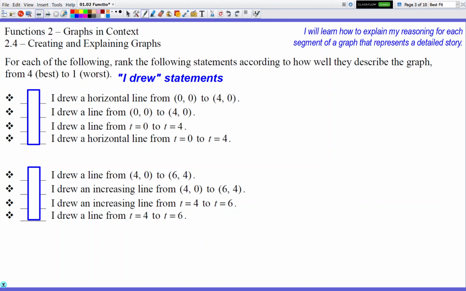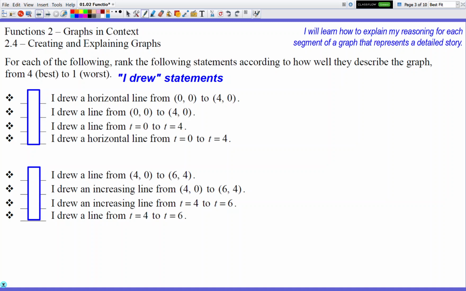In this next slide, I call these statements I drew statements, because I'm actually going to draw lines when I draw my graph. So I call these the I drew statements. There are I drew statements that are good, and there are I drew statements that are not so good. These 4 statements show you which one is the best one to write and which one is the worst one to write. It's not wrong if you write the worst one, it's just not the best one. There are 4 options that we can pick from, and we're going to number them from 1 to 4, where 4 is the best and 1 is the worst.